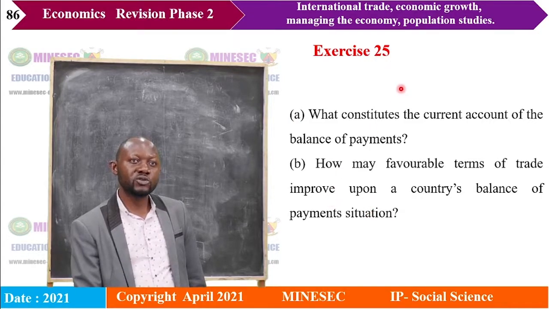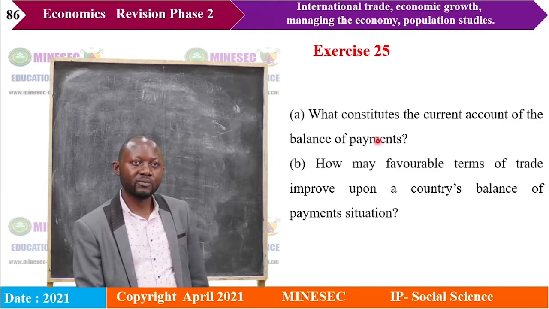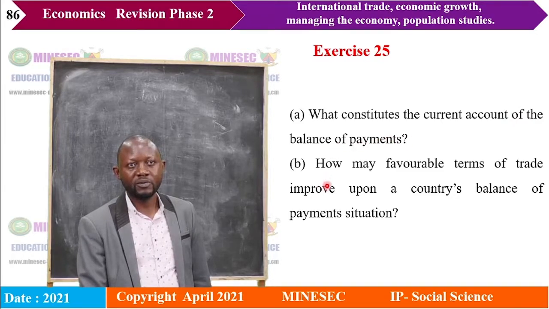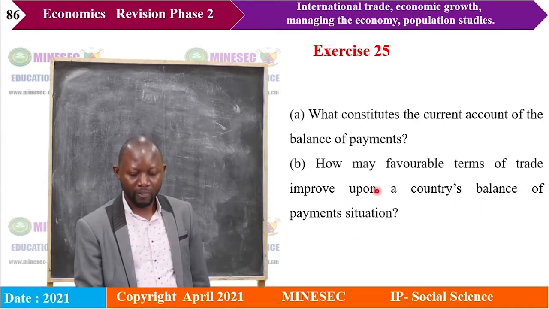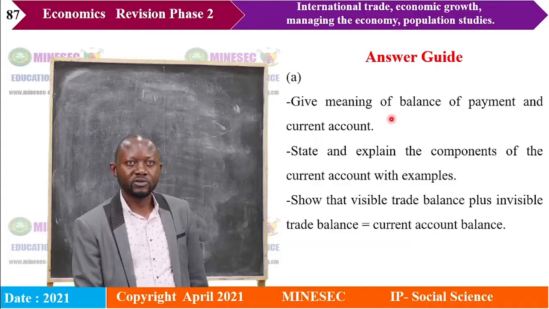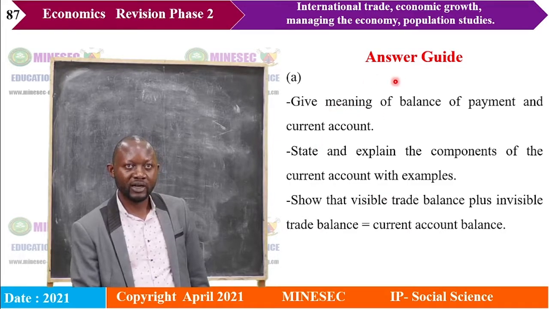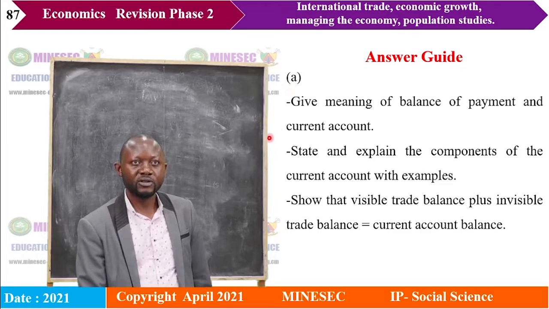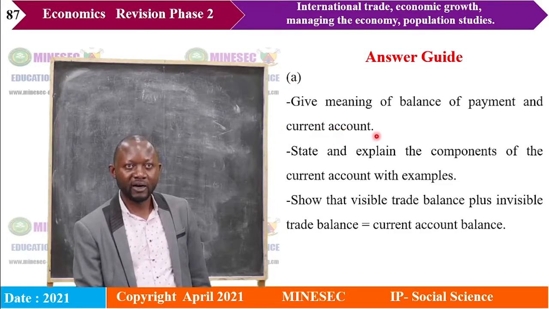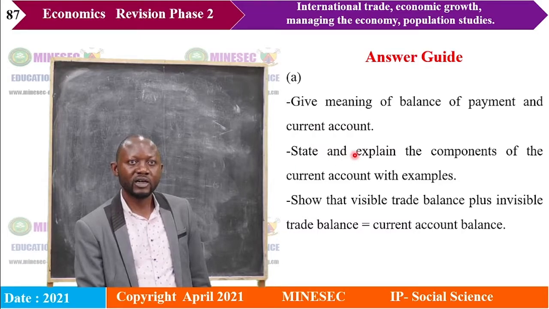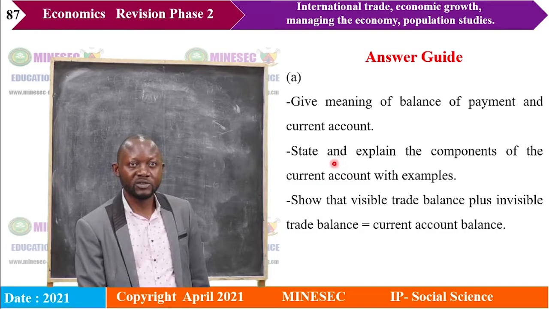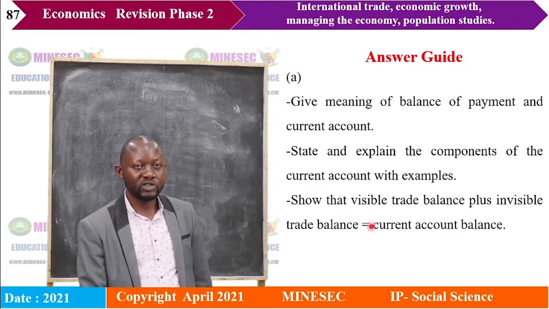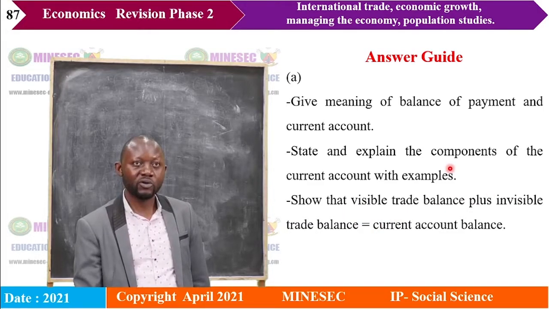Now, what constitutes the current account of the balance of payments? And the B part, how may favorable terms of trade improve upon the country's balance of payment situation? Okay, let's look at the first. The student is expected to use the guide, which we already had in the notes. They're expected to give a meaning of balance of payments and current account, define the two, and explain the components of the current account, the examples, of course, you know that here: the visible and invisible trade balances. Show that the visible trade balance and invisible trade balance together give you the current account. That's what the student will be expected to do.